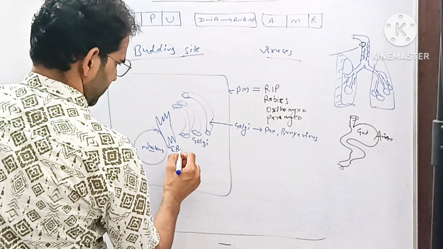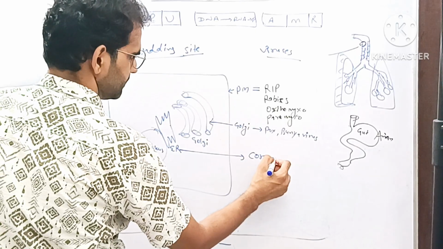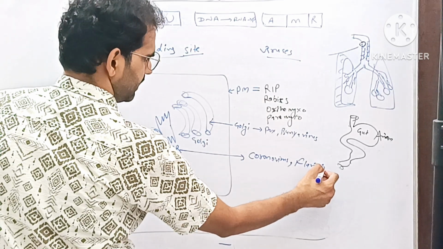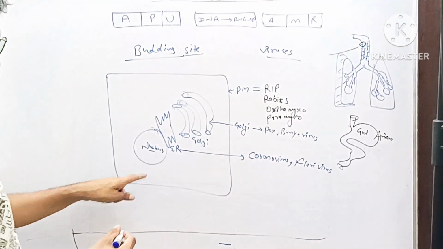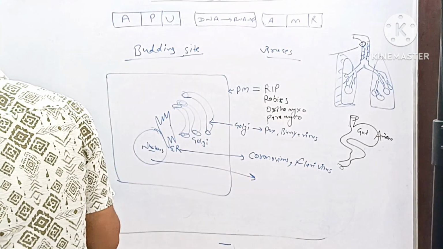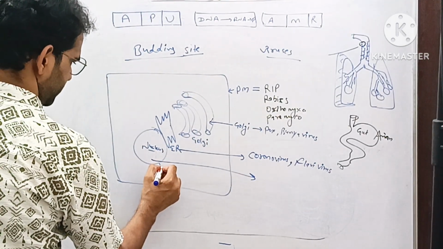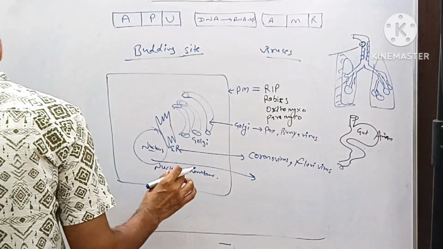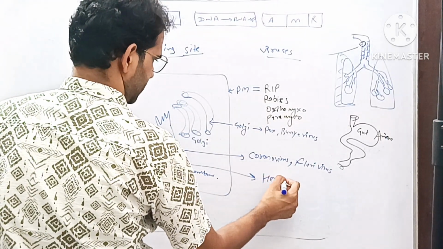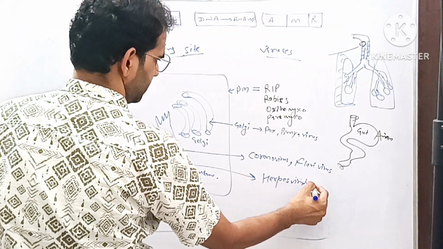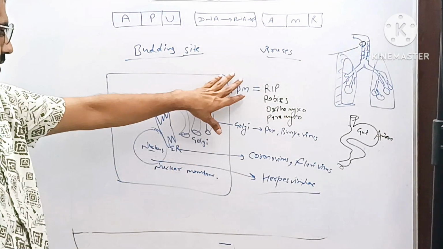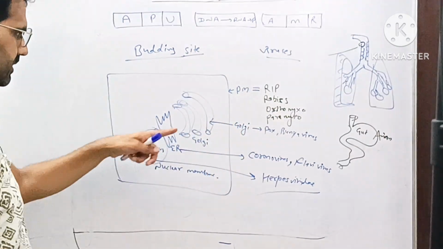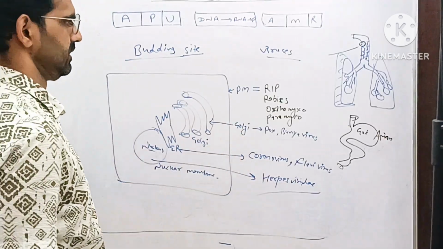Then endoplasmic reticulum: coronavirus and flavivirus, and flavi means yellow fever virus. Then the nucleus, at the end. From the nuclear membrane they bud out, and there is one example, Herpesviridae. So these are the different budding sites for different viruses: plasma membrane, Golgi, endoplasmic reticulum, nucleus. These are the examples.